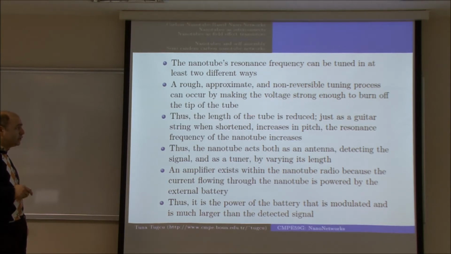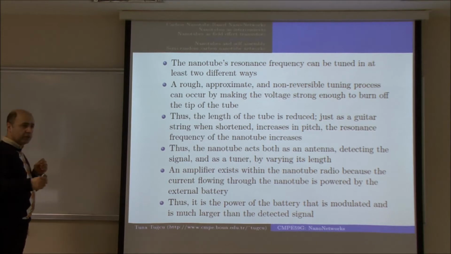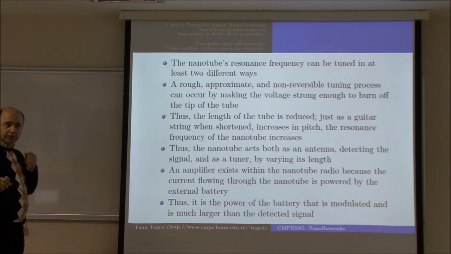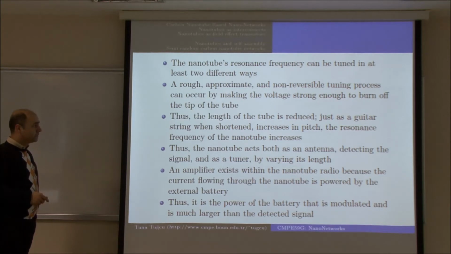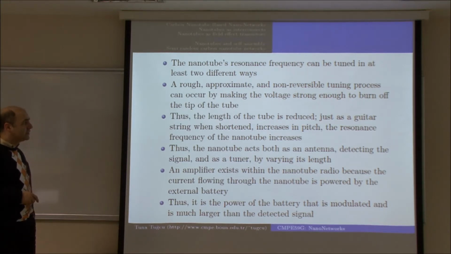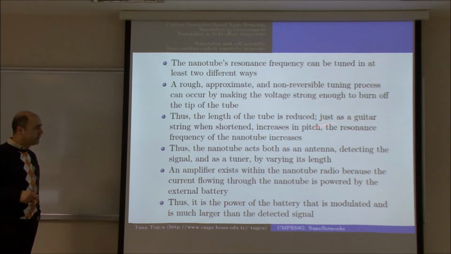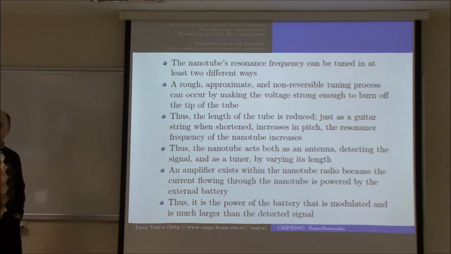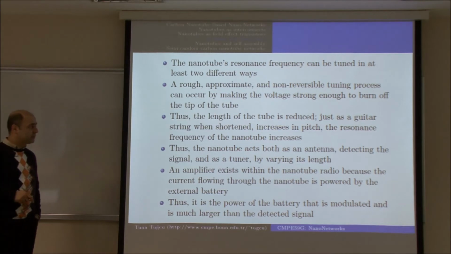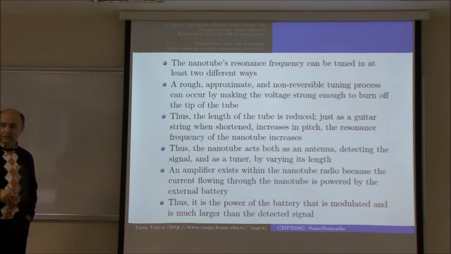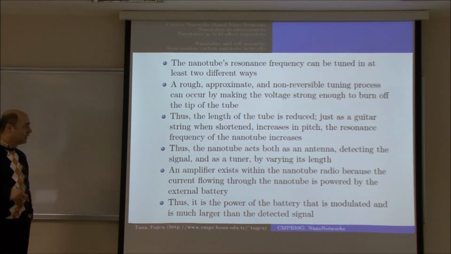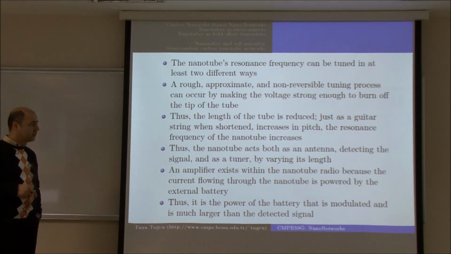Thus, the length of the tube will be reduced, just like the string on a guitar. When you make it shorter, the frequency will change, and it will cause an increase in the pitch. So the resonance frequency of the nanotube will also increase. So the nanotube will act as both an antenna to detect the signal and also as a tuner by varying its length.